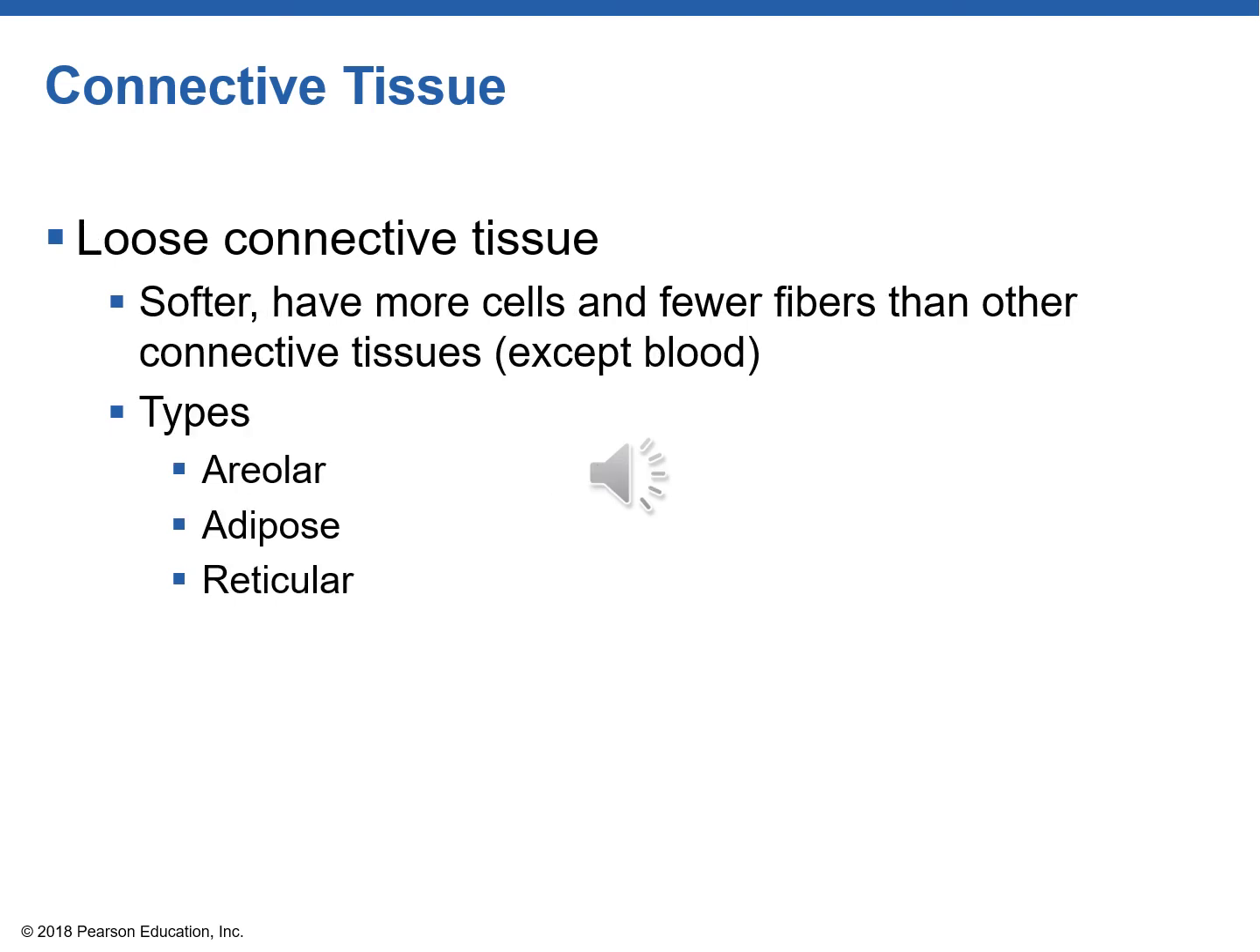Loose connective tissue is made up of a few sort of odd things, such as areolar, adipose, reticular, and blood. So it's kind of a little odd grouping here, but it makes up a lot of our body. So let's look at what each of these types of tissues look like.